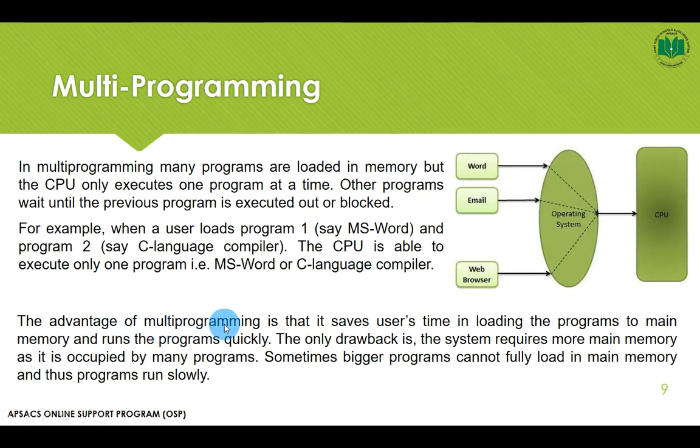The advantage of multi-programming is that it saves the user's time in loading the program into the main memory and runs the program quickly. The only drawback is the system requires more main memory as it is occupied by many programs. Sometimes a bigger program cannot be fully loaded in the main memory, so the program runs slowly and our computer hangs. So multi-programming is a process of loading all the programs into the main memory and executing them turn by turn on a single CPU.